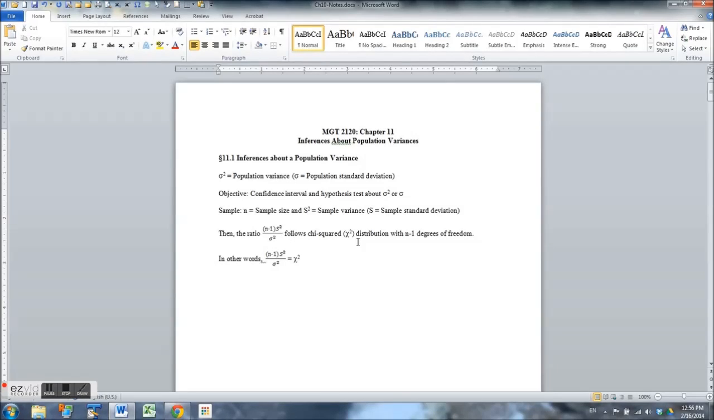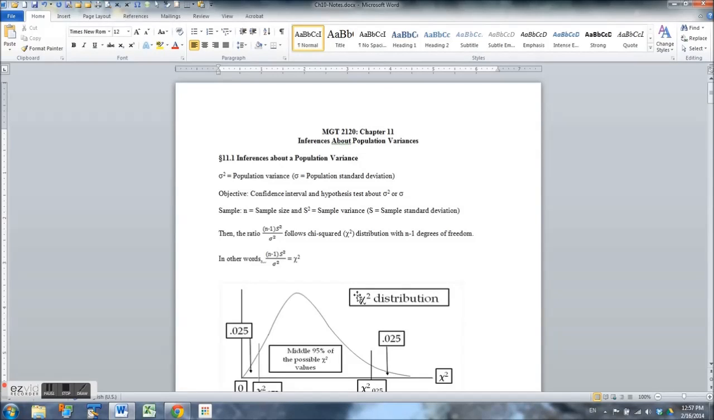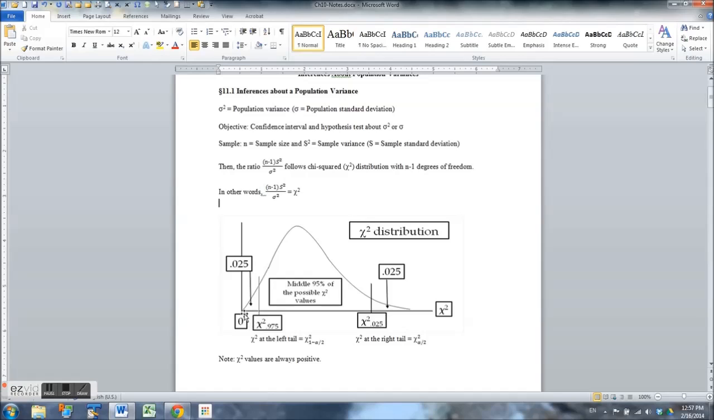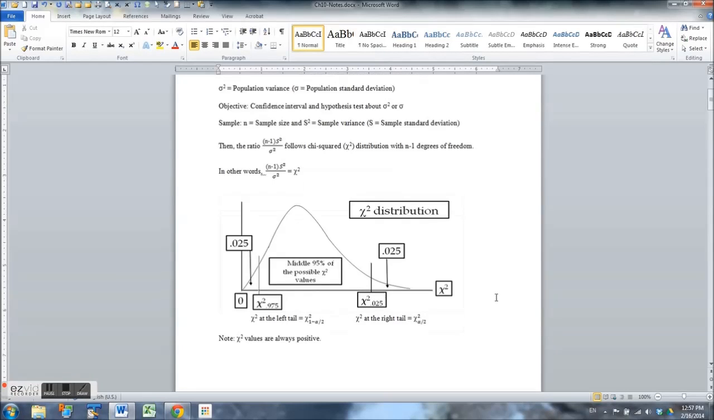Then this ratio, n minus 1 times S squared over sigma squared, will follow what is called a chi-squared distribution. Chi-squared distribution is similar to normal distribution, except that it is skewed to the right, and it can only take positive values. So it has a parameter which is degrees of freedom, which is n minus 1. So if the population follows normal distribution, then this ratio is equal to a chi-squared value that we get from the chi-squared distribution. So it's only on the positive side, and it has a skew to the right. And chi-squared is always positive.